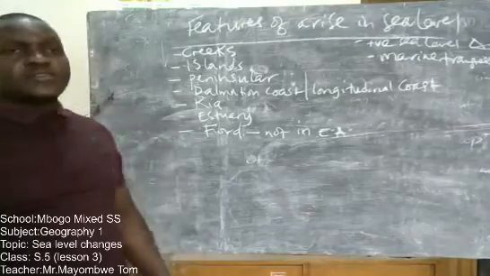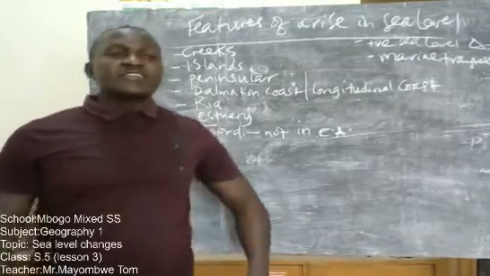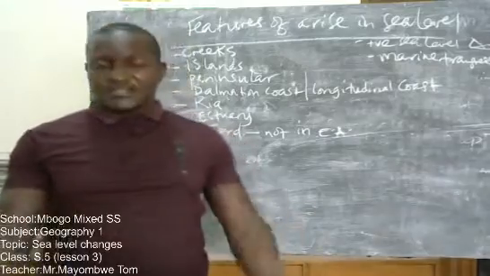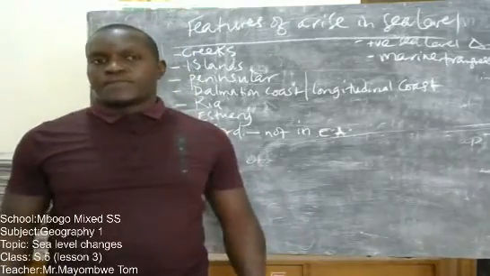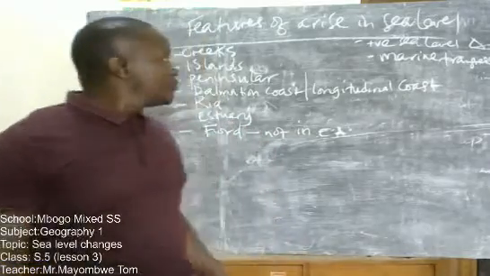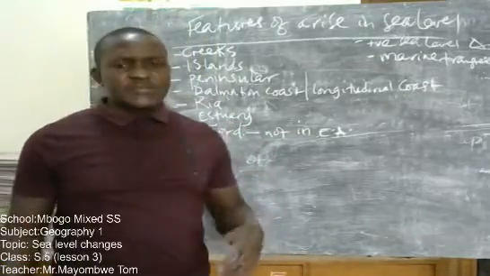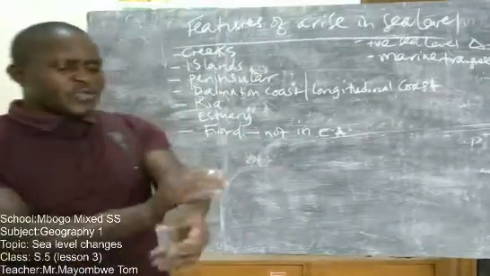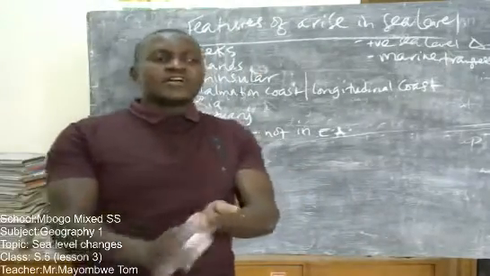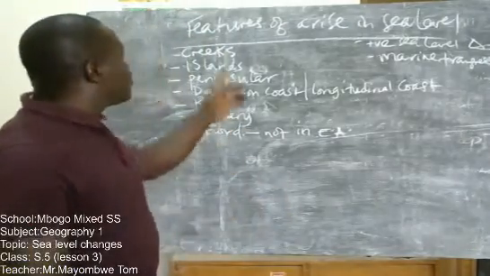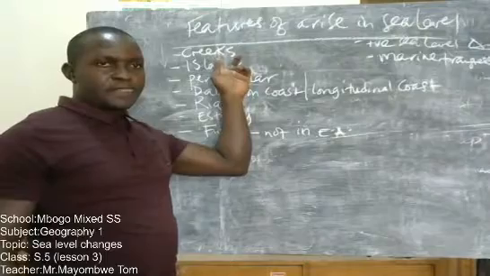Though we don't have fjords in East Africa doesn't mean that we're not supposed to talk about them. It depends on the question which has been asked. So we're going to look at them one by one. What does it mean? And then show how the rise in the sea level results in the formation of these features. One, we have creeks.